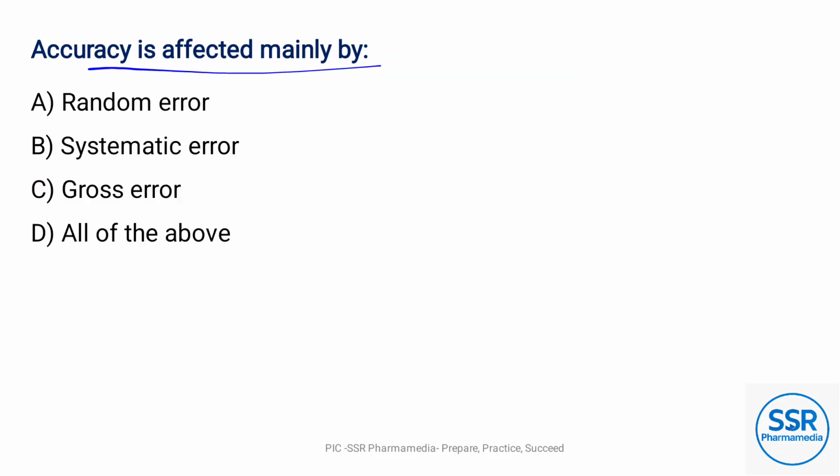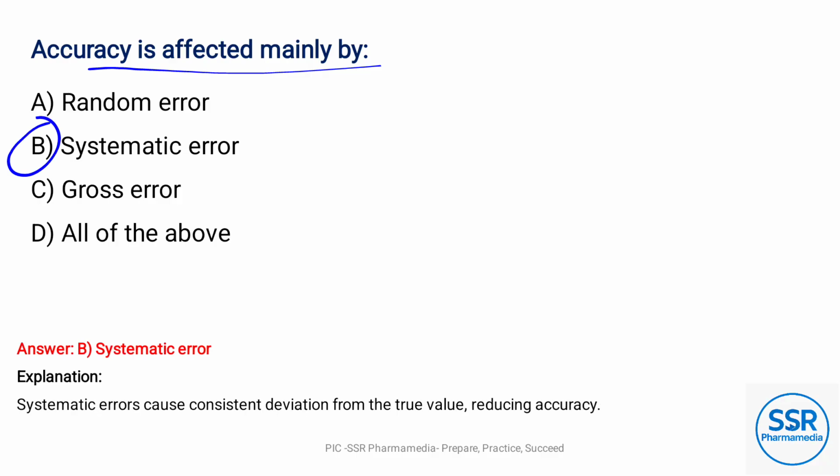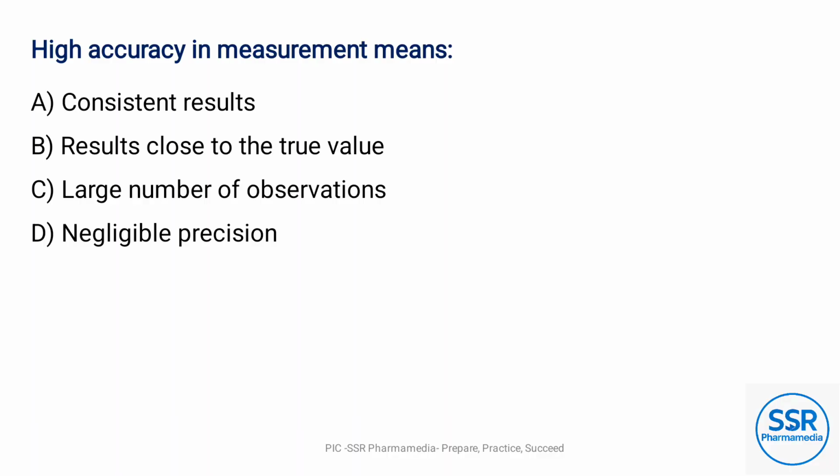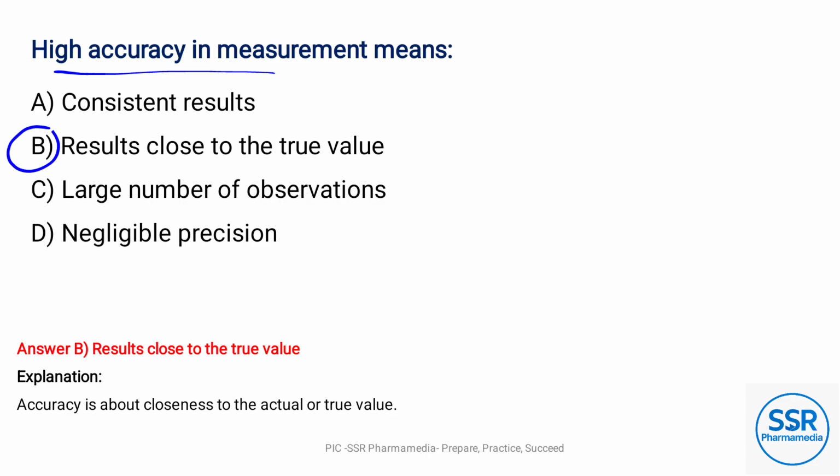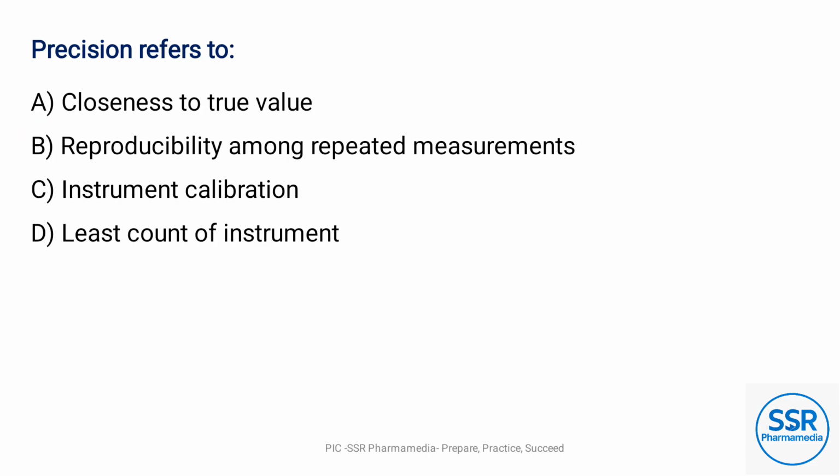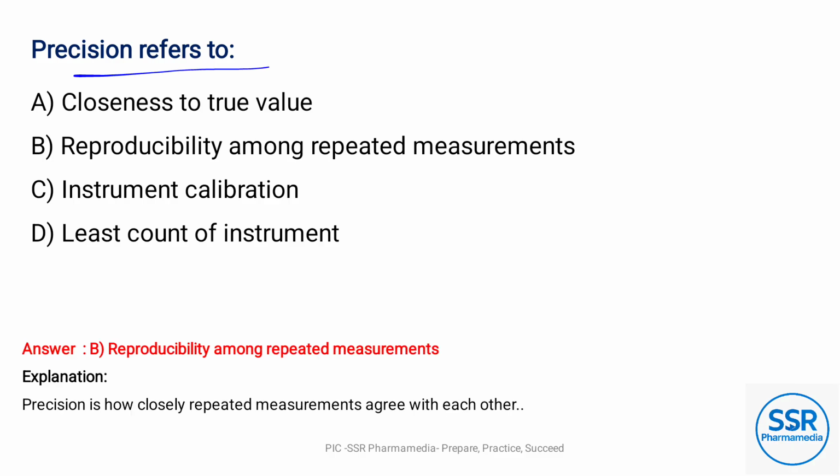Accuracy is affected mainly by, so the answer is option B, systematic error. Systematic error causes consistent deviation from the true value, reducing accuracy. High accuracy in measurement means, so the answer is option B, results close to the true value. Precision refers to, so the answer is option B, reproducibility among repeated measurements. So closeness to the repeated measurement is called precision.